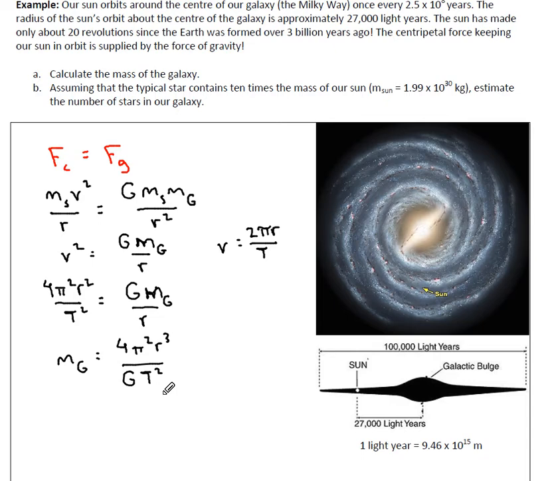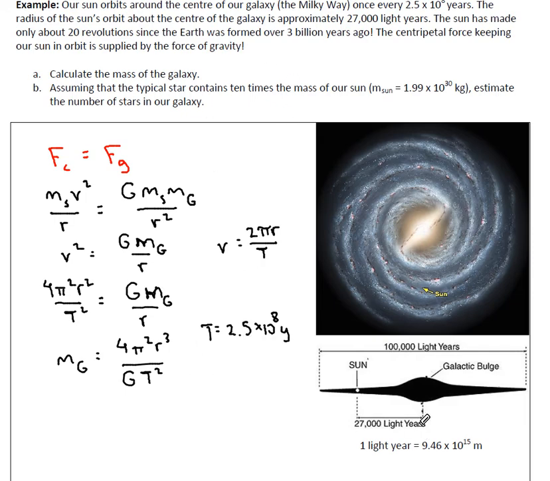Now in the question they give us a few things. It says that the sun orbits around the center of our galaxy once every 2.5 times 10 to the 8 years. So that's our period. T is equal to 2.5 times 10 to the 8 years. You'll have to convert that into seconds before you plug into the equation.